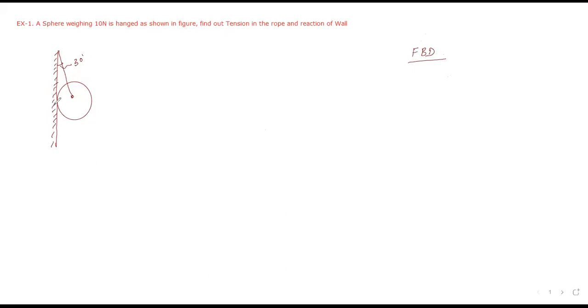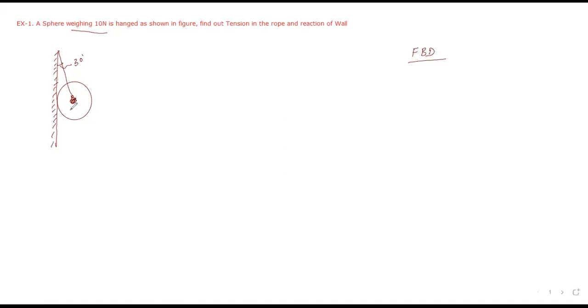Now you have this body like a sphere. This is your sphere. Now can I say that all the weight is passing through its center of gravity? Yes or no? Yes. Okay, so suppose let me assume that this is your center of gravity point.